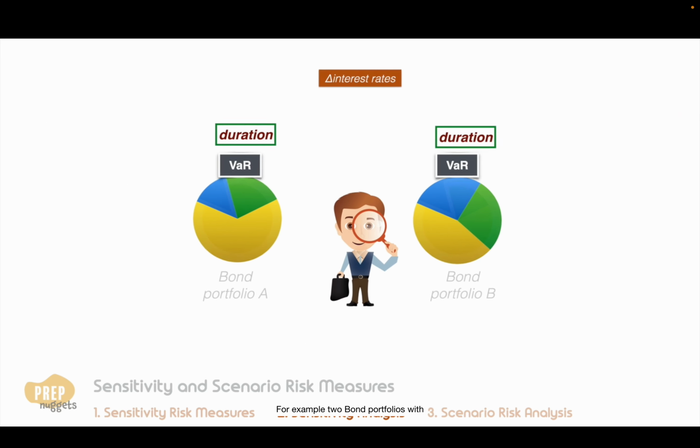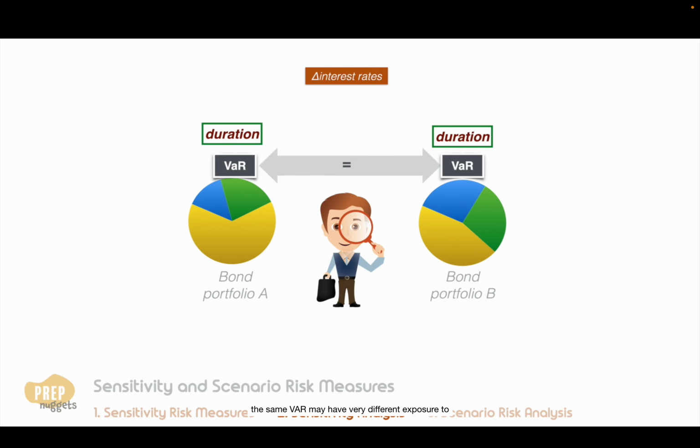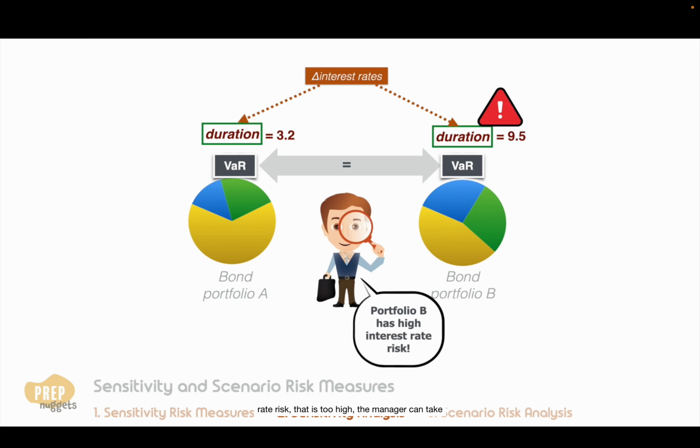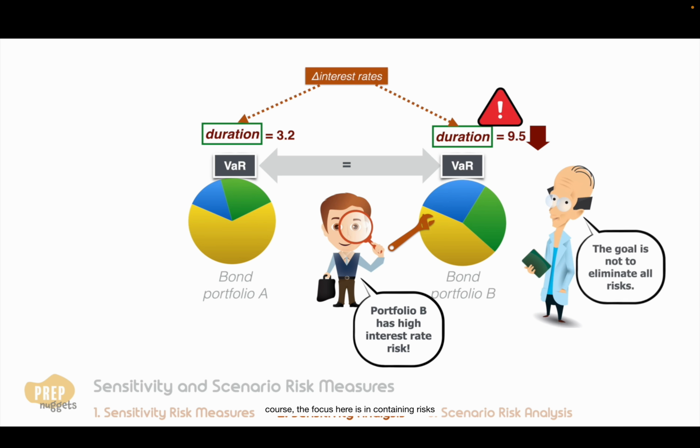For example, two bond portfolios with the same VAR may have very different exposure to interest rate risk. The duration of each portfolio can inform the manager on their level of interest rate risk and to decide if adjusting this risk is appropriate. If the analysis indicates an exposure to interest rate risk that is too high, the manager can take steps to reduce the duration of the bond portfolio. Of course, the focus here is in containing risks to adequate levels, not to eliminate risk. Portfolios not exposed to risk can only be expected to earn only the risk-free return.